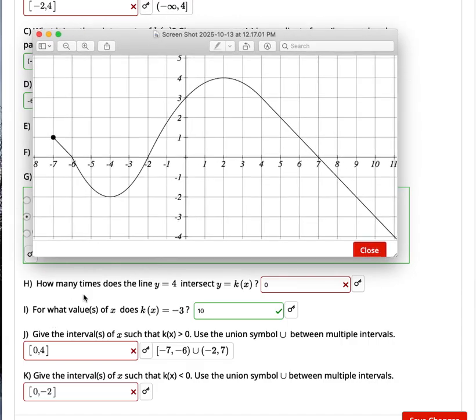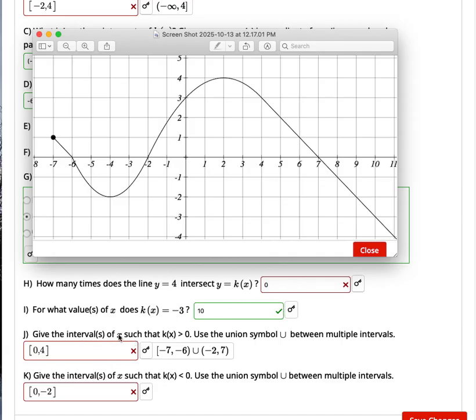Okay, how many times does the line y equals 4 intersect this graph? So y equals 4 would be a horizontal line right here, and it intersects one time right there at 2, 4. So that would be the point of intersection. So that should just be once.